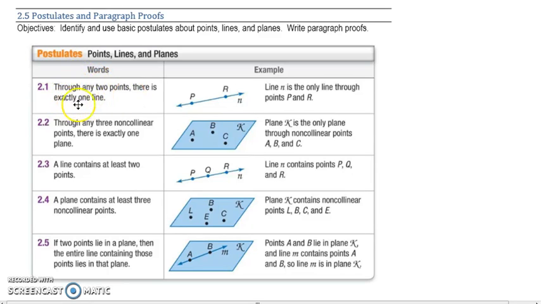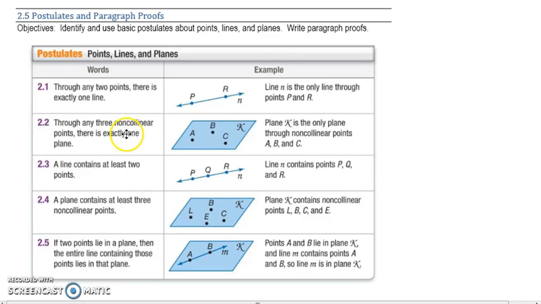So through any 2 points, there's one line. We would use that as our reasoning if we needed to. Through any 3 non-collinear points, there's one plane. A line contains 2 points. A plane contains at least 3 non-collinear points.